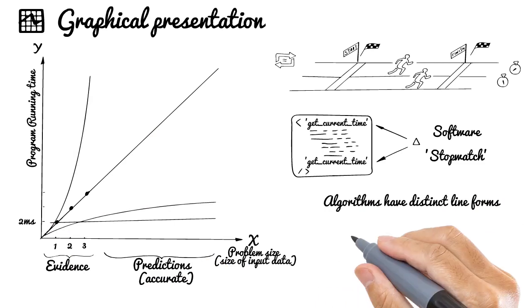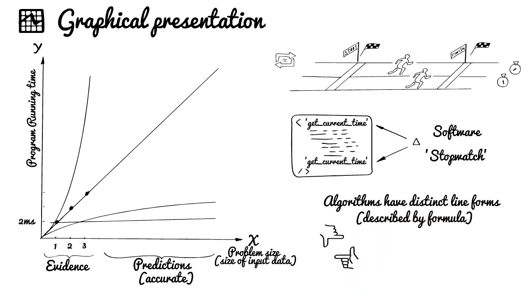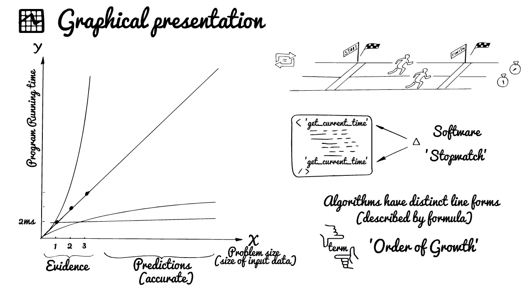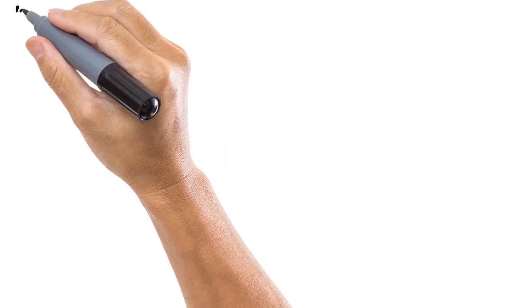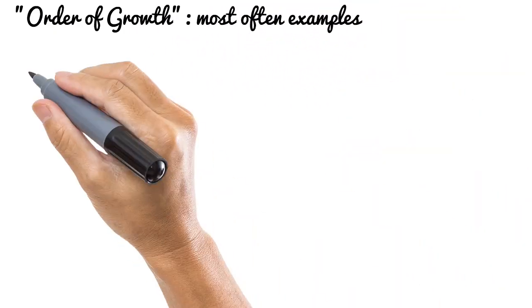Each of such lines can be described by a math formula, which can be simplified for runtime prediction purposes. The special term order of growth classification was introduced, which describes by math simplification how specifically runtime grows when input data size increases. Proportions between data size and runtime are the main focus. Let's look into order of growth classification with the most often used distinct examples.